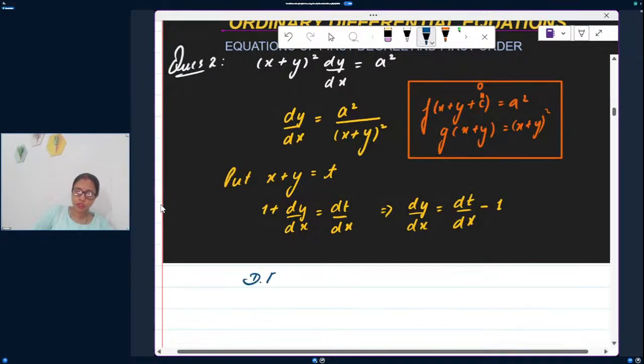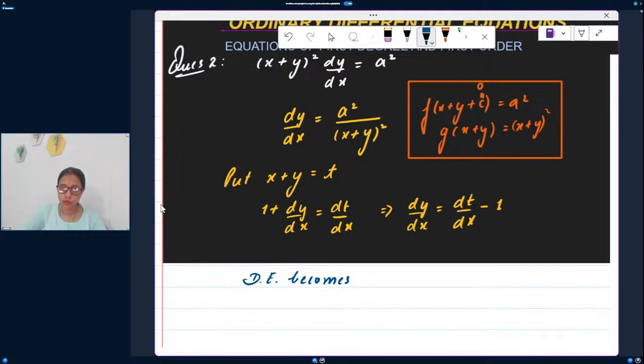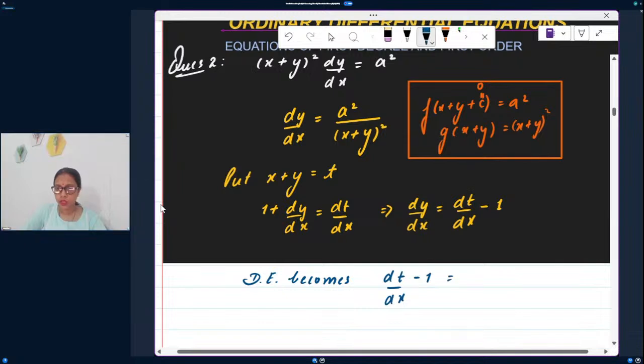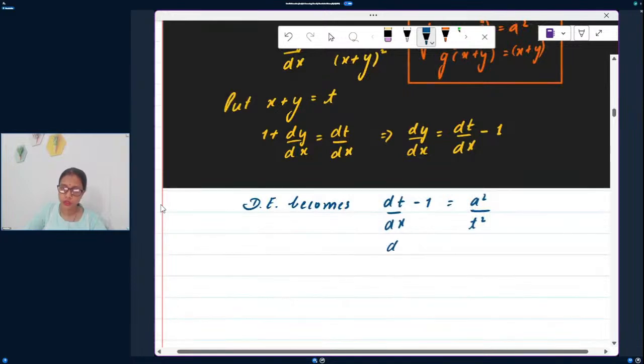So the differential equation becomes dt/dx minus 1 is equal to a square by t square. So dt/dx is equal to (a square plus t square) divided by t square. It becomes t square divided by (a square plus t square) dt is equal to dx. How to solve it?